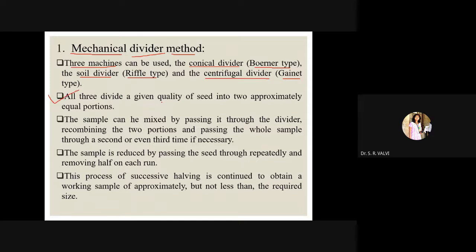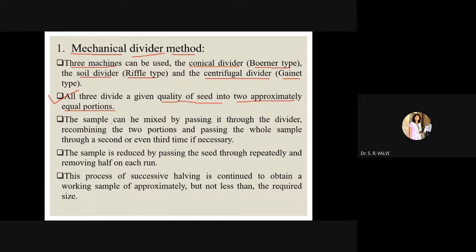It is going to divide the seed into two approximately equal portions. That is the main purpose of these three machines, right? Suppose you have 1 kg of the seeds, then these three machines will divide this 1 kg into equal portions, half and half. So 500 gram and 500 gram will be divided exactly in equal portions.